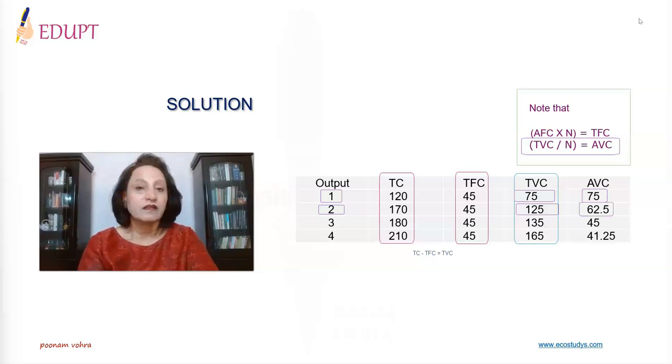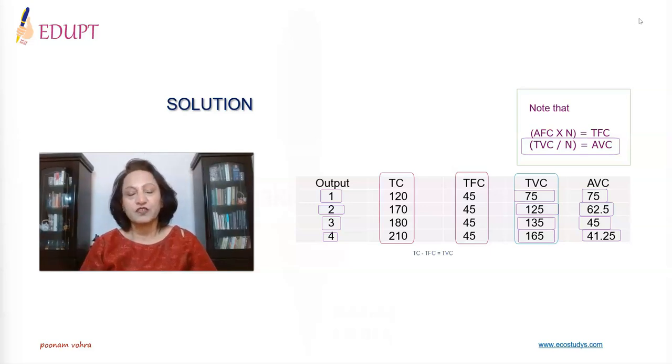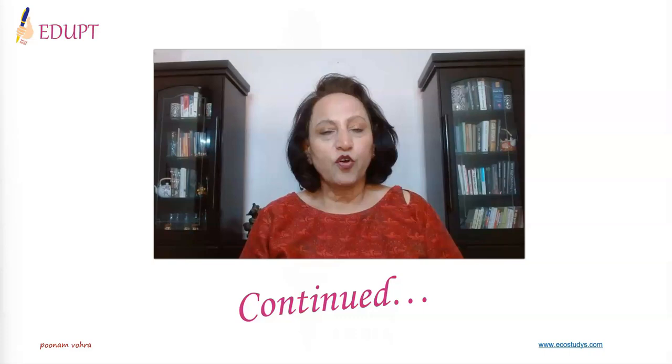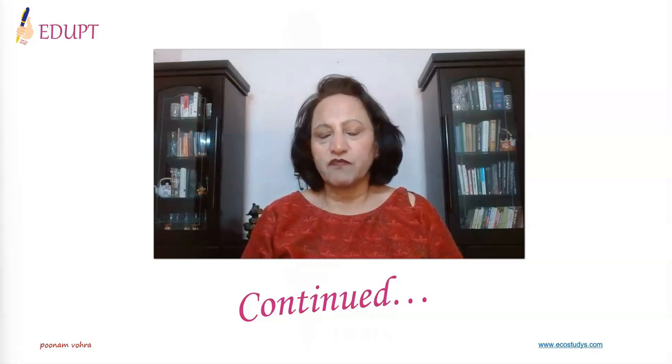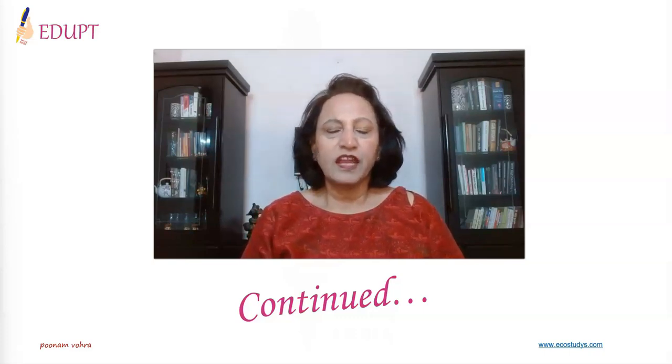That is 62.5. For the third unit of output, average variable cost will be 135 divided by 3. That is 45. And for the fourth unit of output, average variable cost then will be 165 divided by 4. That is 41.25. So it's simple.